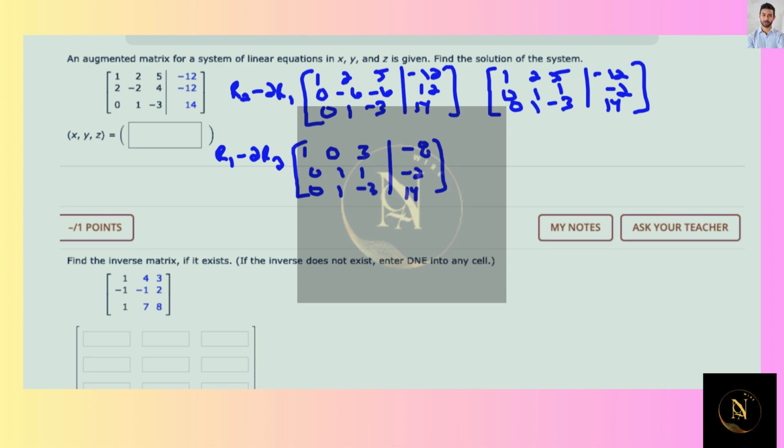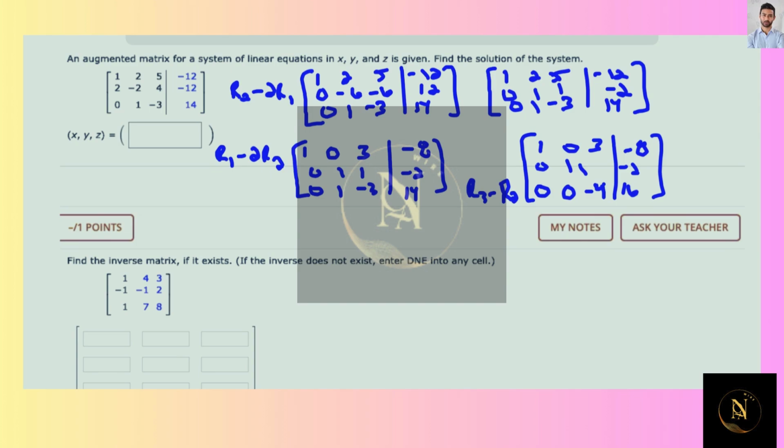And then we can get a 0 in row 3 by taking row 3 and subtracting row 2. Rows 1 and 2 will remain unchanged. And so we get 0 minus 0, 1 minus 1, negative 3 minus 1, and 14 minus negative 2. 14 minus negative 2 would be 14 plus 2, or 16.